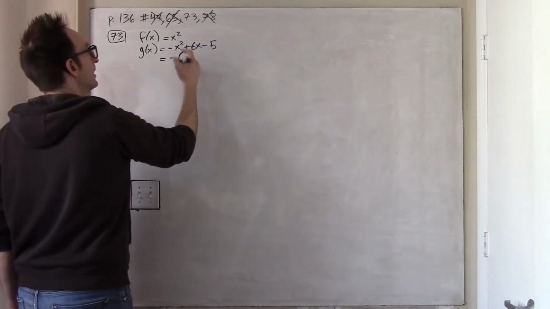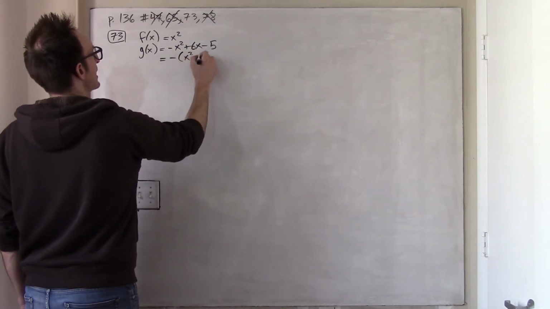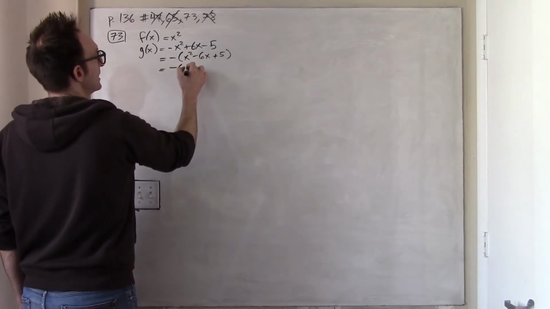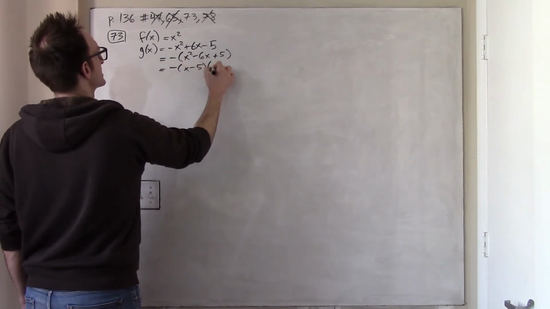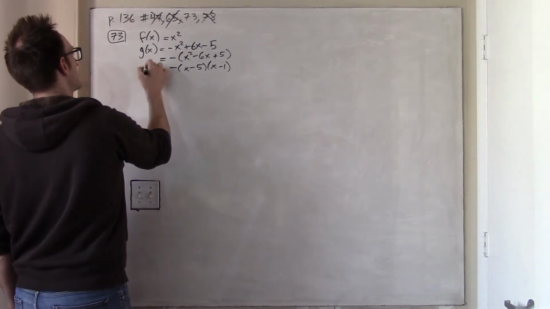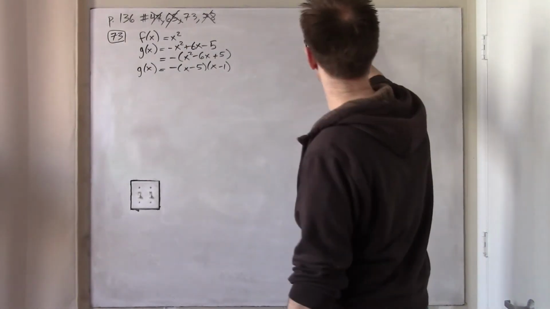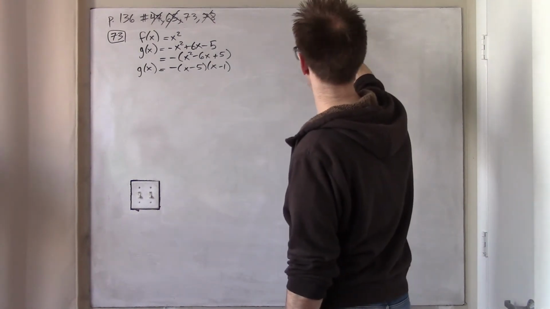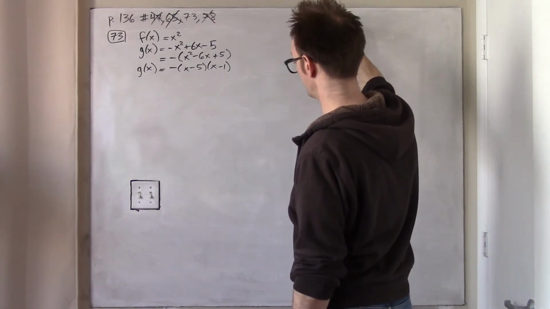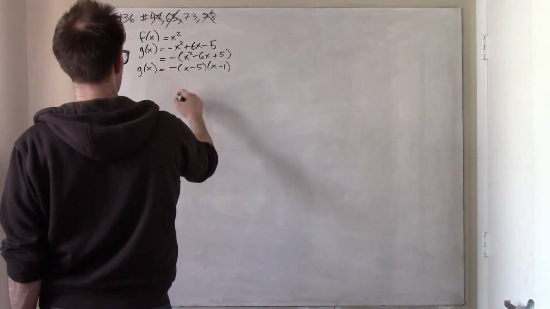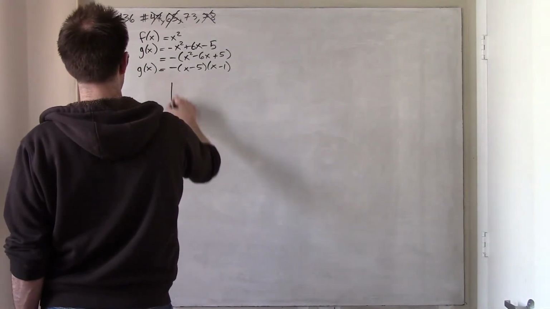What does it look like? Well, it's negative x squared plus 6x minus 5. I think that factors into negative (x minus 5)(x minus 1). So that's really like my g function. Okay, so maybe over here I will now graph this. And to decide what to do, I guess I'll do it over here. So here we go.